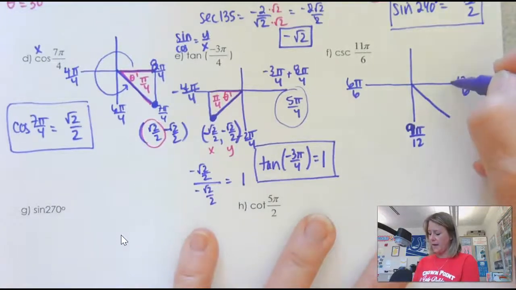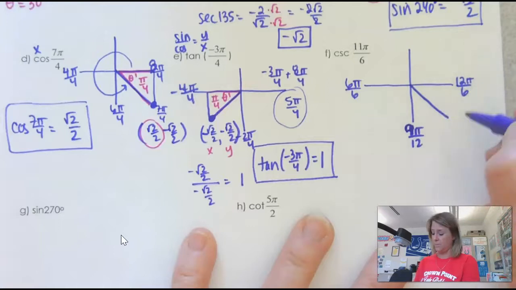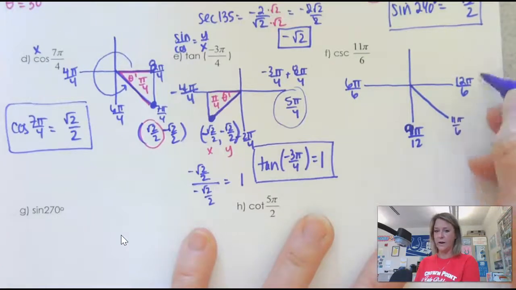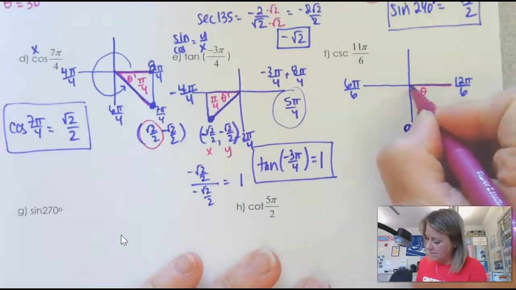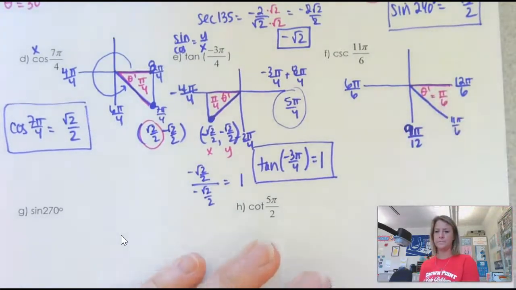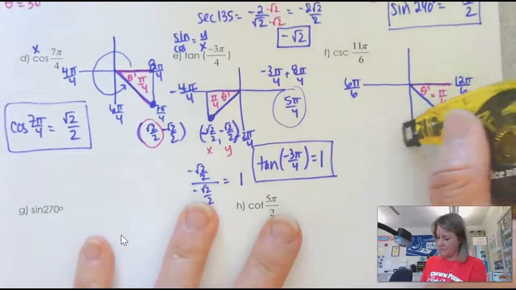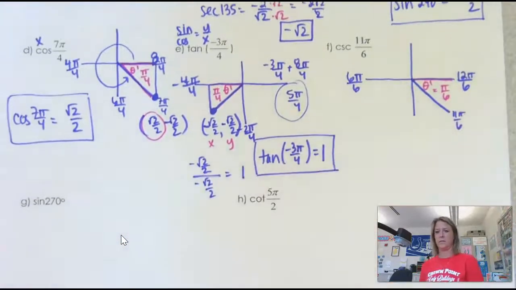So I need to know what this ordered pair is. Actually, I need the reference first. So here, how far is it from 11 pi over 6 to 12 pi over 6? The reference angle has to touch the x-axis in this, and it's just going to be pi over 6. All right, a lot going on here. Let me get rid of this. All right, looks a little neater.